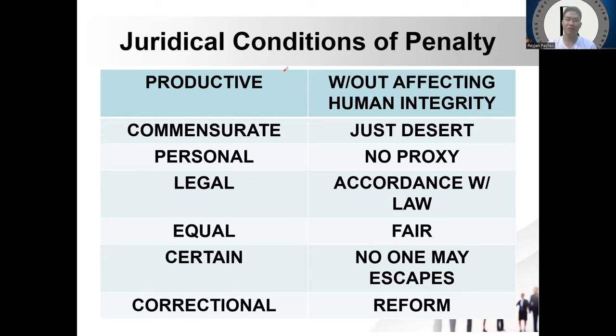Ulitin natin. So we have the juridical conditions of penalty: productive, without affecting the human integrity; commensurate naman, just desert, ibig sabihin, the punishment should fit the crime; personal naman, no proxy, no one should be in prison for the crime committed by other person; legal, in accordance with law; equal, fair; certain, no one may escape from its effect; ang correctional naman, of course, ang purpose ng penalty or punishment na binibigay ng government or state is to reform an individual. Ibig sabihin, piniprepare natin siya kapag babalik siya ngayon sa community kung saan siya nanggaling at kung saan siya nabelong. Okay? So yan yung juridical conditions of penalty. Okay? Clear ba, class? Clear?